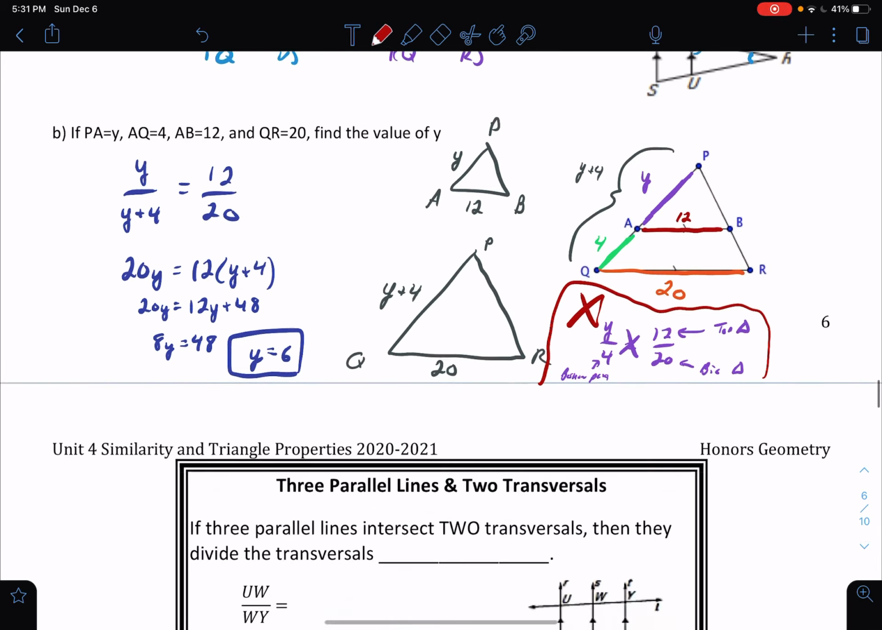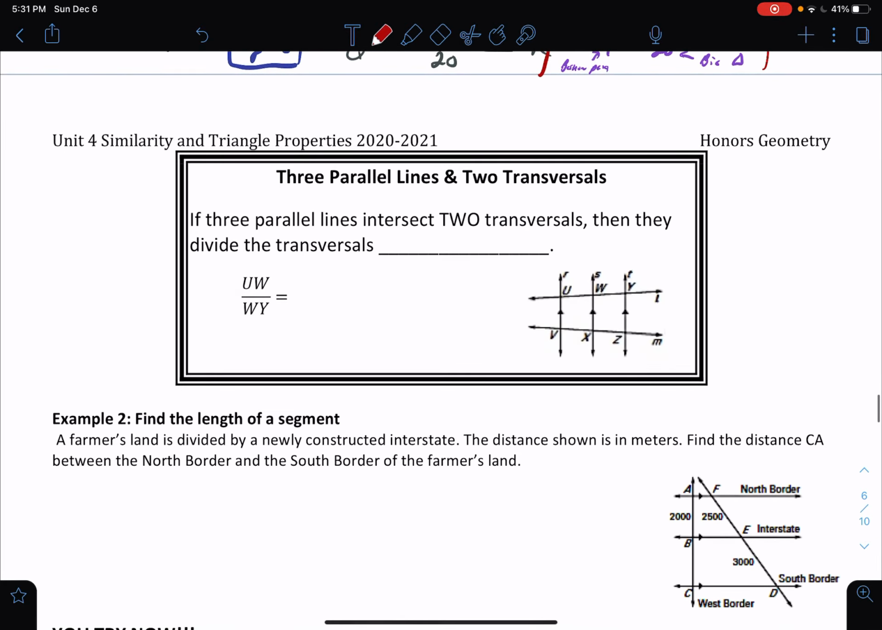Okay, last little concept for this is 3 parallel lines and 2 transversals. So this is going to work very similarly. If we have 3 parallel lines intersecting 2 transversals, they divide the transversals, you guessed it, proportionally. All right, so WX here, this middle parallel line, is going to divide the sides proportionally. So UW over WY is going to equal VX over XZ.